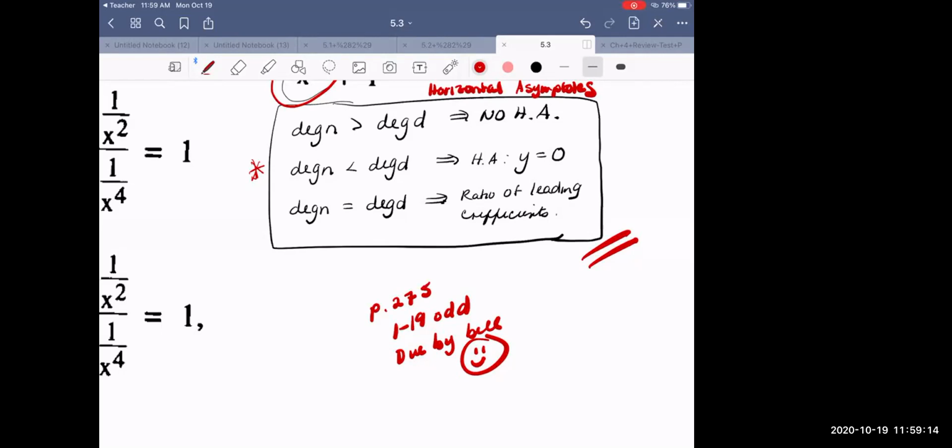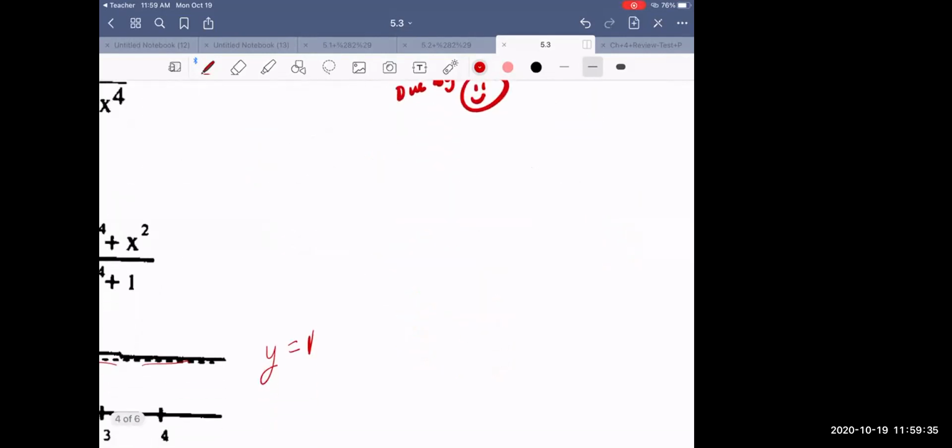That goes along with the shortcut rules, because if the numerator's degree is higher than the denominator's degree, there would be no horizontal asymptotes. Which one are you working on? Number 5. Number 5, x squared over x plus 1, right? Yeah, the degree of the numerator is bigger than the degree of the denominator. So there would be no horizontal asymptotes. We have a vertical asymptote at x equals -1 by solving for the denominator.